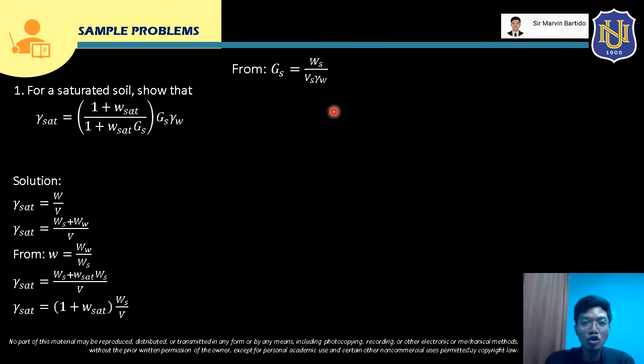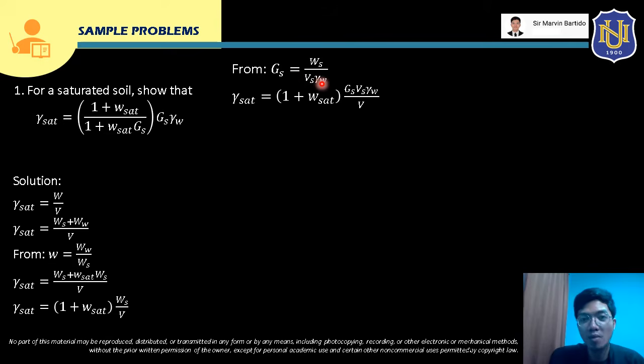So ito class yung pwede nating kuhanan. So yung W sub S dito class, yan ay equal sa G sub S times V sub S times gamma water. So ito 'yon. Yung W sub S, weight ng soil solid over volume.